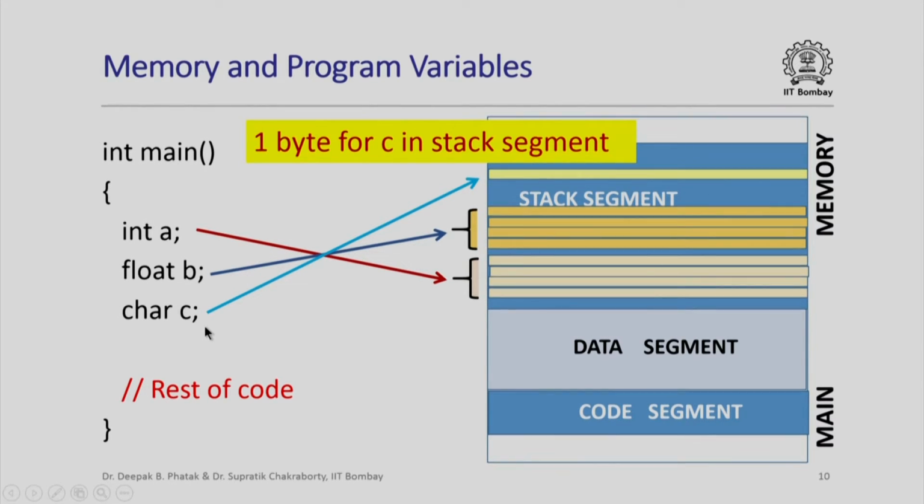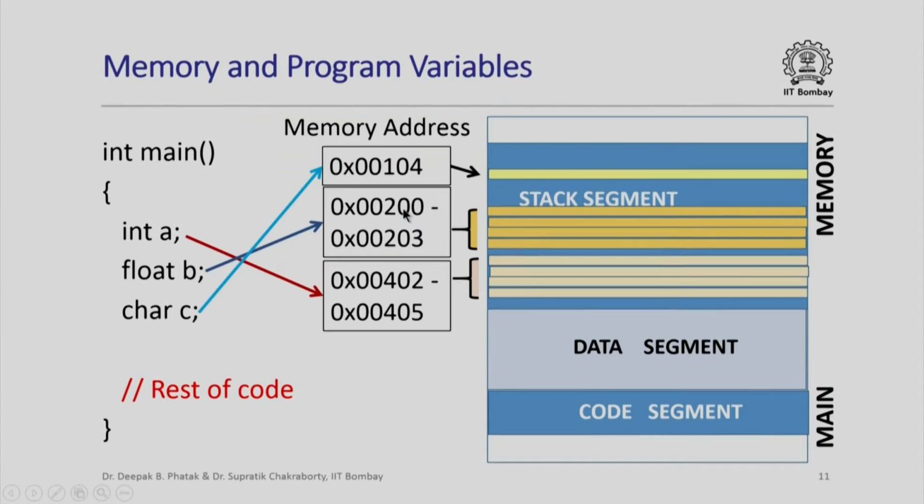So this is how the different variables are going to be stored in different parts of the stack segment. Now, if we also bring into account the addresses of these locations in the stack segment, this is how the picture might look like. Once again, these addresses are given in hexadecimal notation, so that is why I have prefixed them with 0x. So, this might be the address of the location in the stack segment where the value of this character variable C is going to be stored.